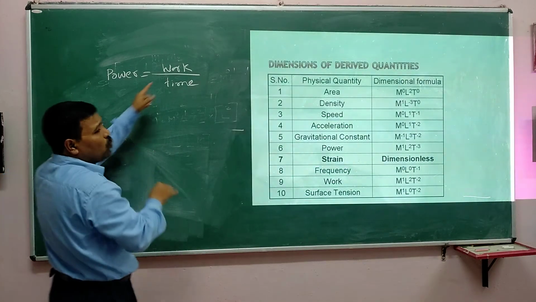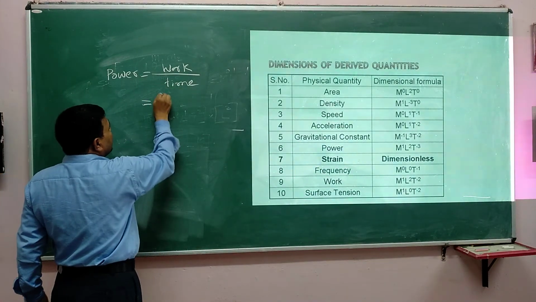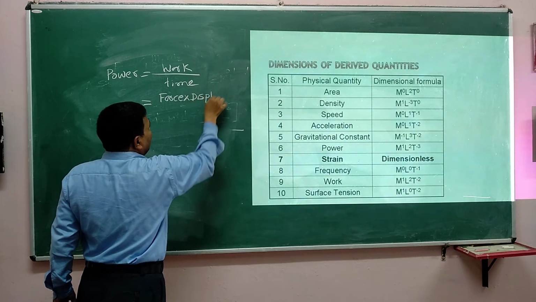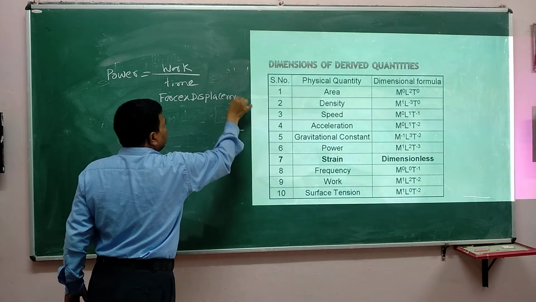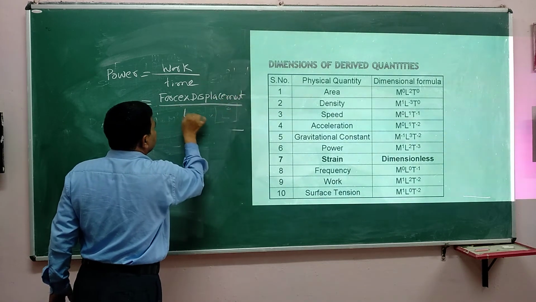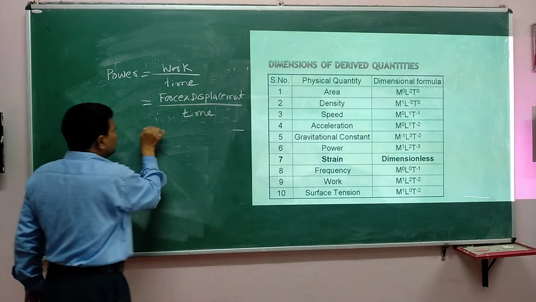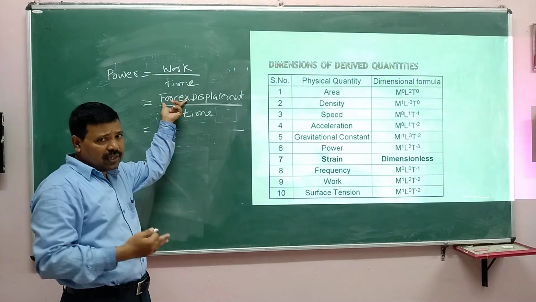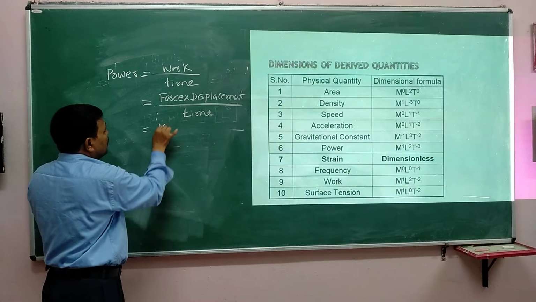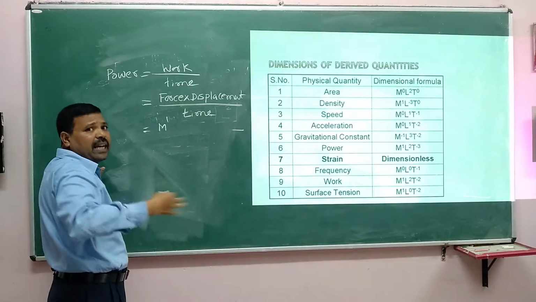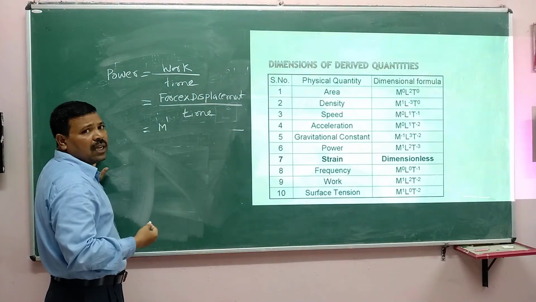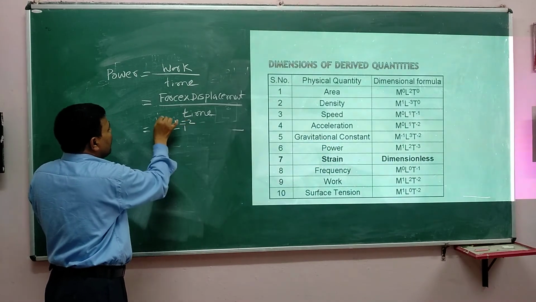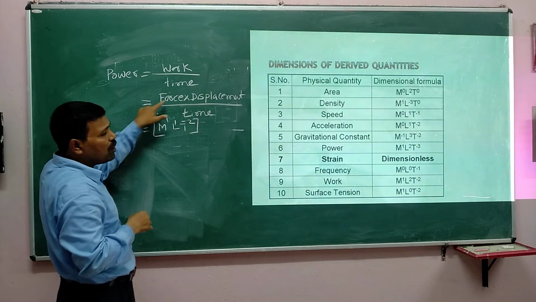How do we write work? Work is nothing but force into displacement, divided by time. Just now we learned the dimensional formula of force. There is mass into acceleration. The dimensional formula of acceleration is L raised to 1 and T raised to minus 2. This is the dimensional formula of force.